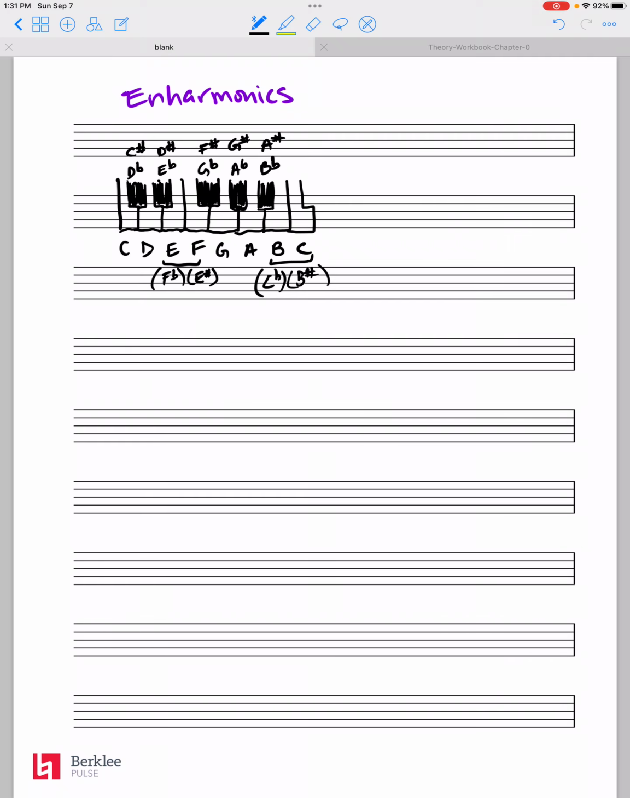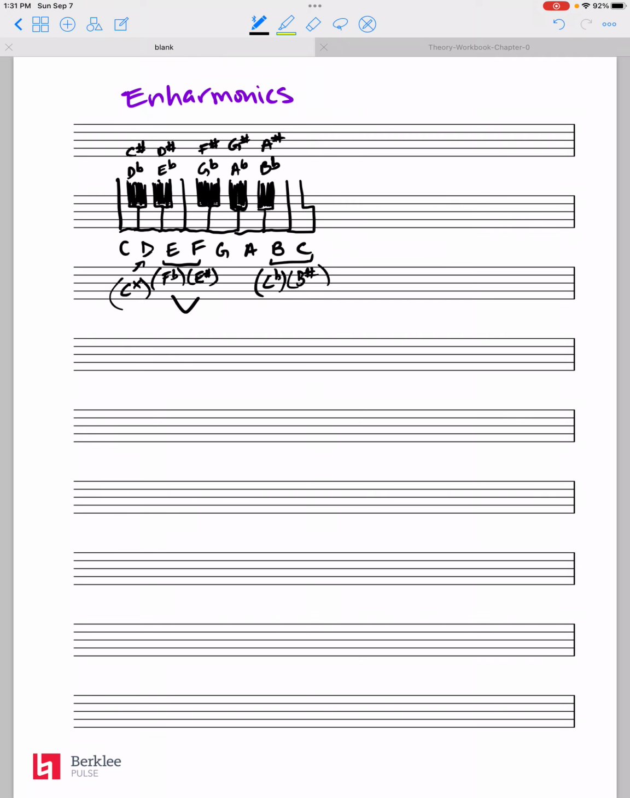Okay, you can also rename the other white keys. For instance, D could be C double sharp. A double sharp is represented by an X, but we are not going to have any of the double sharps or double flats on our quiz, so you don't need to worry about it.